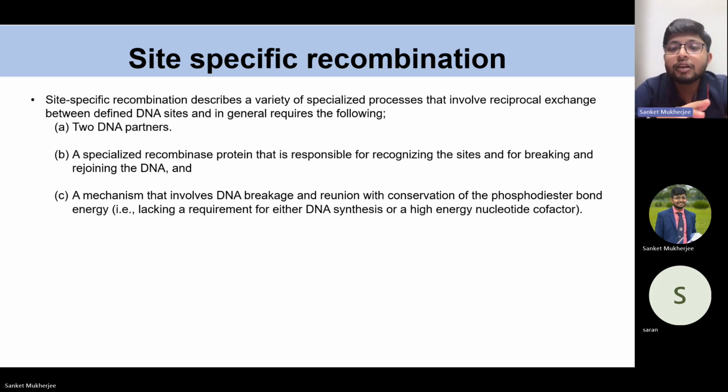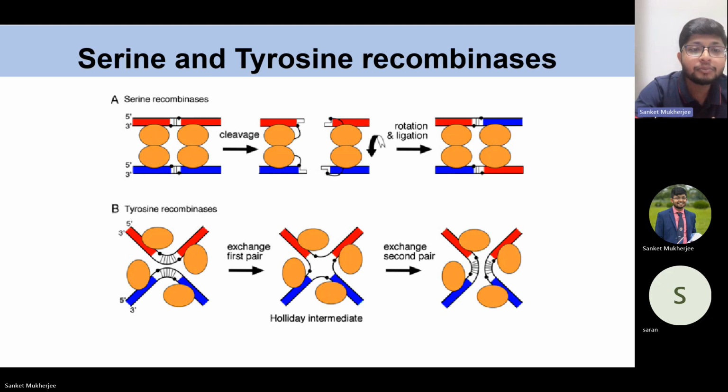It involves reciprocal exchange between two defined DNA sites. It requires two partners, a specific recombinase protein that is responsible for recognizing the site and for breaking and rejoining the DNA. And it involves a mechanism of DNA breakage and reunion with conservation of phosphodiester bond energy. So we will see how that happens.